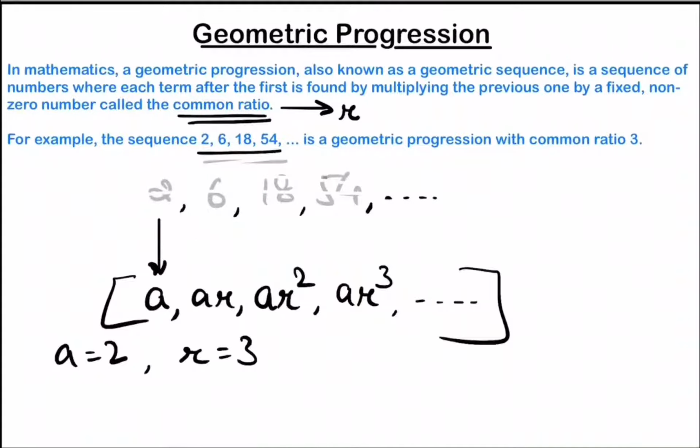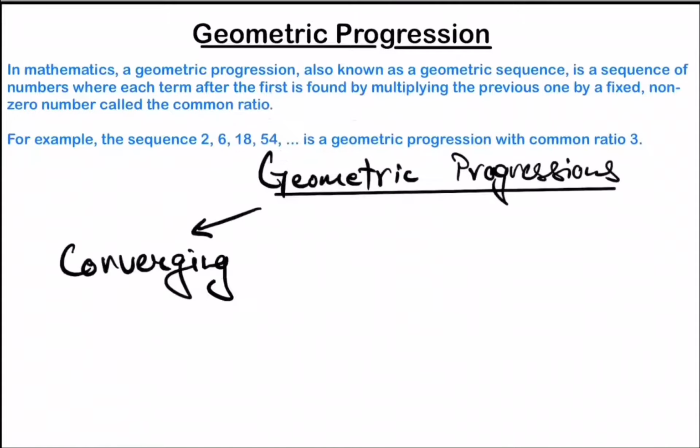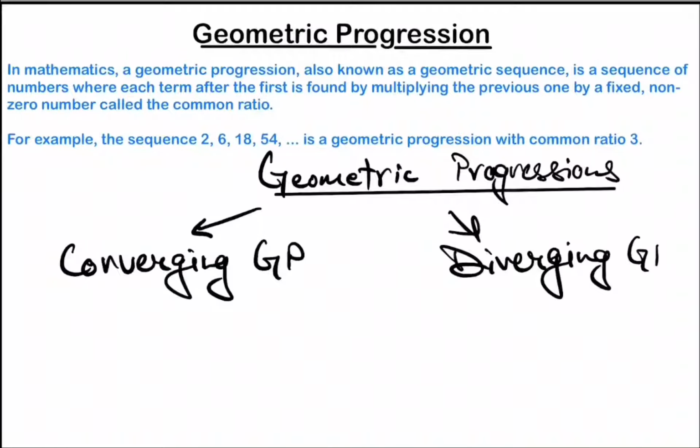Now geometric progressions are of two types. The first one is converging GP and the second one is diverging GP. The diverging GP is the one in which the magnitude of the common ratio is greater than 1, and the converging GP is the one in which the magnitude of the common ratio is less than 1.